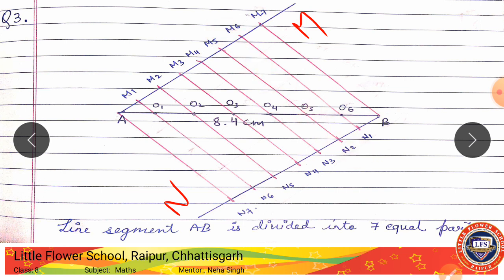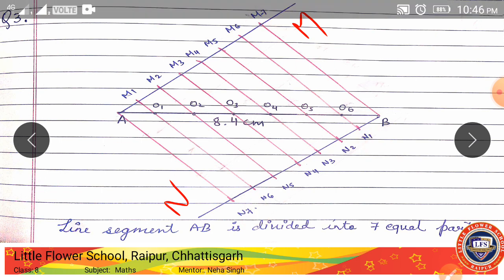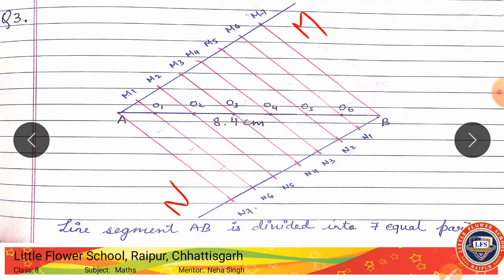Then after that we'll go on joining the respective arcs with lines parallel to the last two given lines, right? So now again where the lines are intersecting AB, we will name the points O1, O2, O3, O4, O5 and O6 respectively. So now we'll see the line segment is divided into 7 equal parts, which was asked in the question. First part, second part, third part, fourth part, fifth part, sixth part and seventh part. The line segment is divided into 7 equal parts, right?